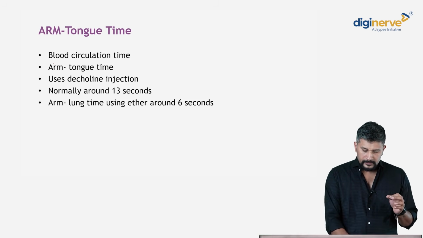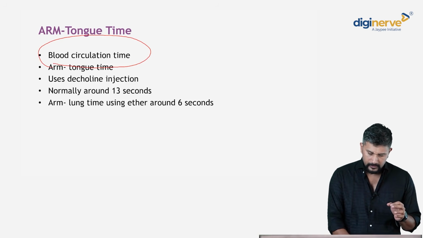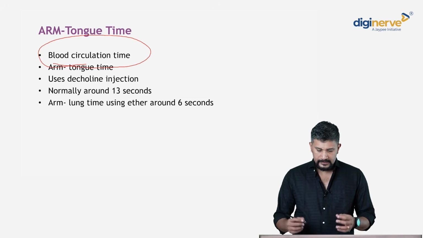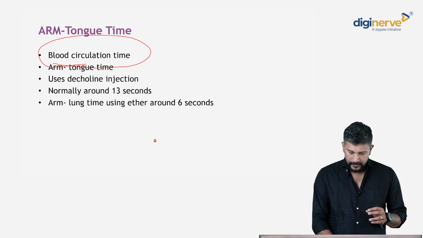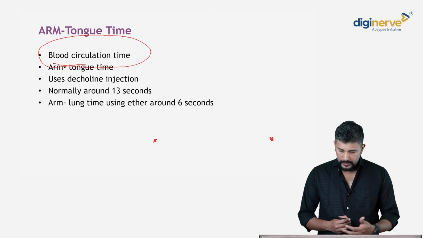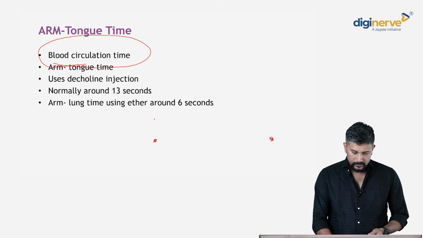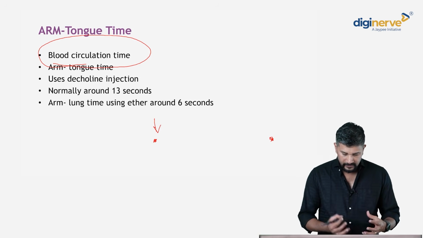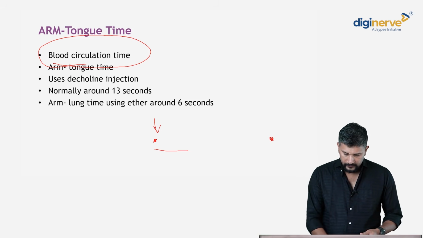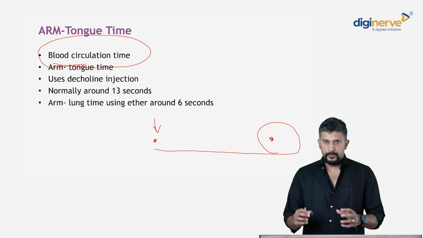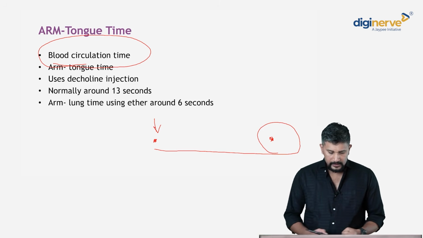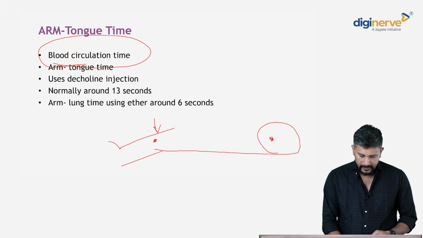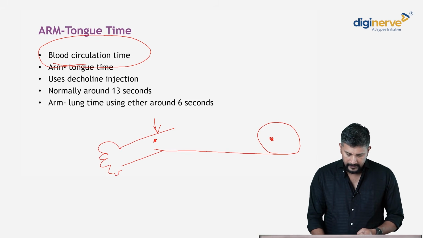So this can be explained by means of your blood circulation time. This is nothing but the time taken by a particle of blood to flow from one point in circulation to the other. So the principle is basically you inject a drug intravenously and then note the arrival of that drug at whichever point is in question. So here we are looking at the arm to tongue time. So therefore this will look at the time taken for a particle to go from the arm to your tongue.